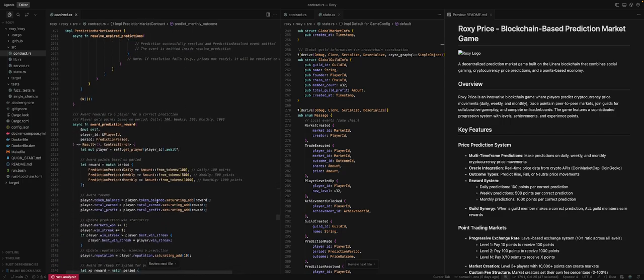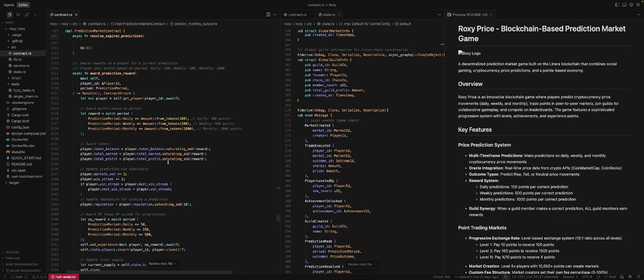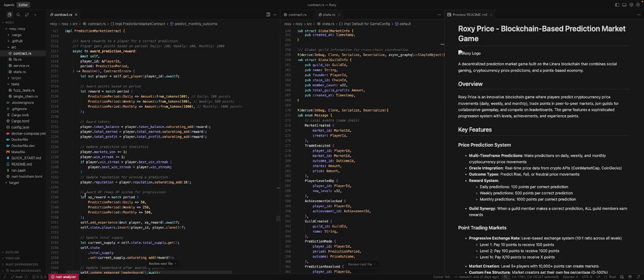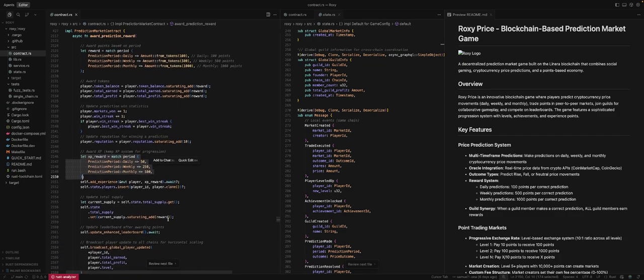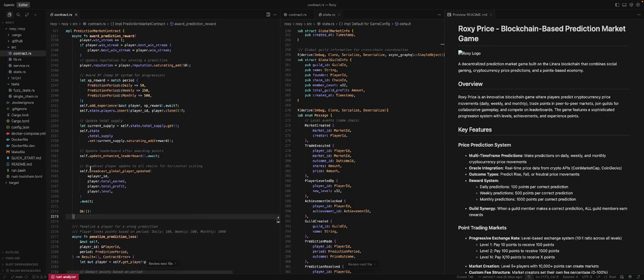Now award rewards to players for a correct prediction. Whenever you have a correct prediction, for daily we have 100 points, for weekly 500, for monthly 1000. This is the function that handles all this, and whenever you're rewarded, you also get XP: daily 50, weekly 250, monthly 500. So this is cool stuff. And you update the leaderboard, and broadcast the message to all the players.